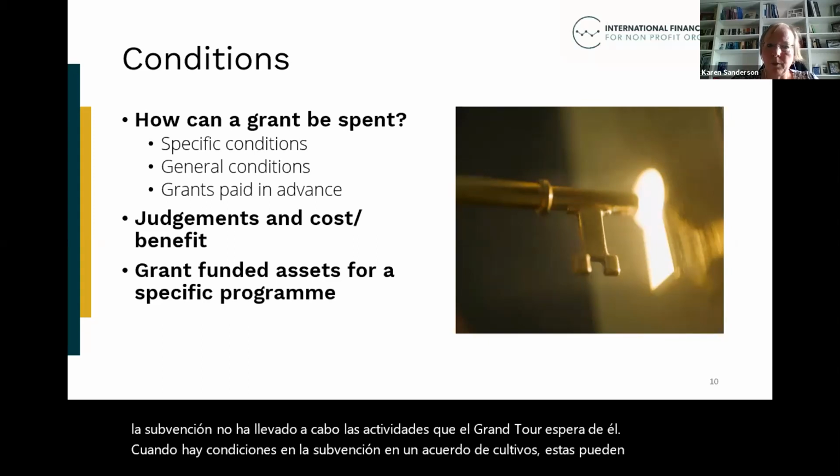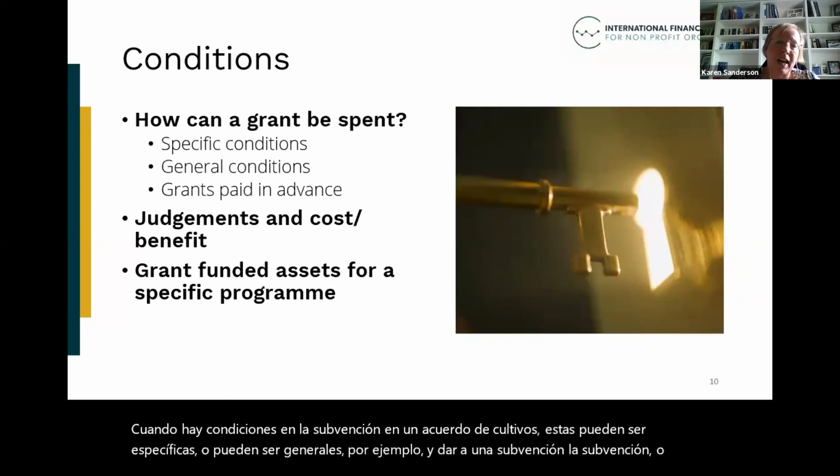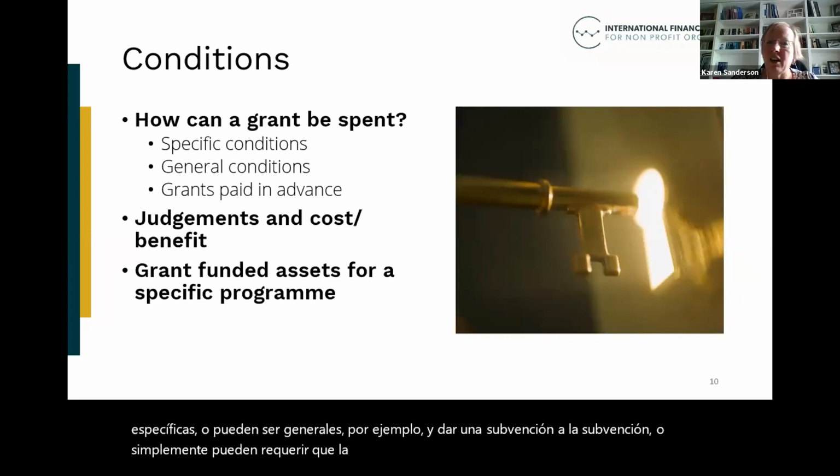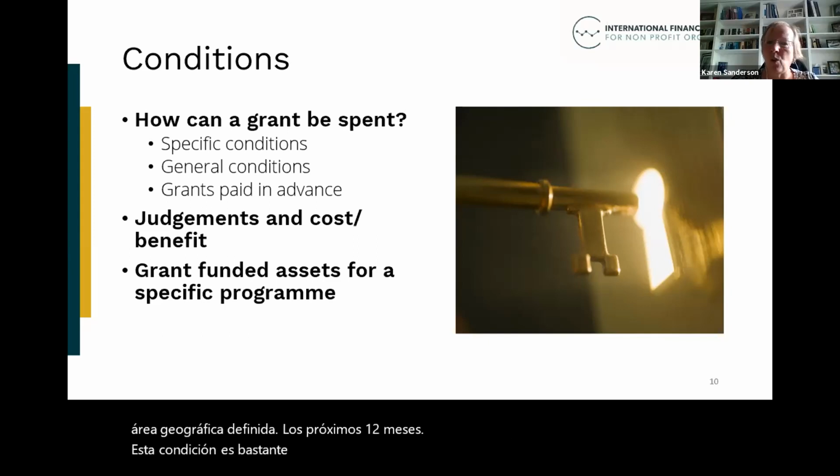For example, in giving a grant, the grantor may simply require that the NPO uses the grant to, say, plant trees in a defined geographic area over the next 12 months. This condition is quite generic in nature with no defined milestones or volume thresholds.